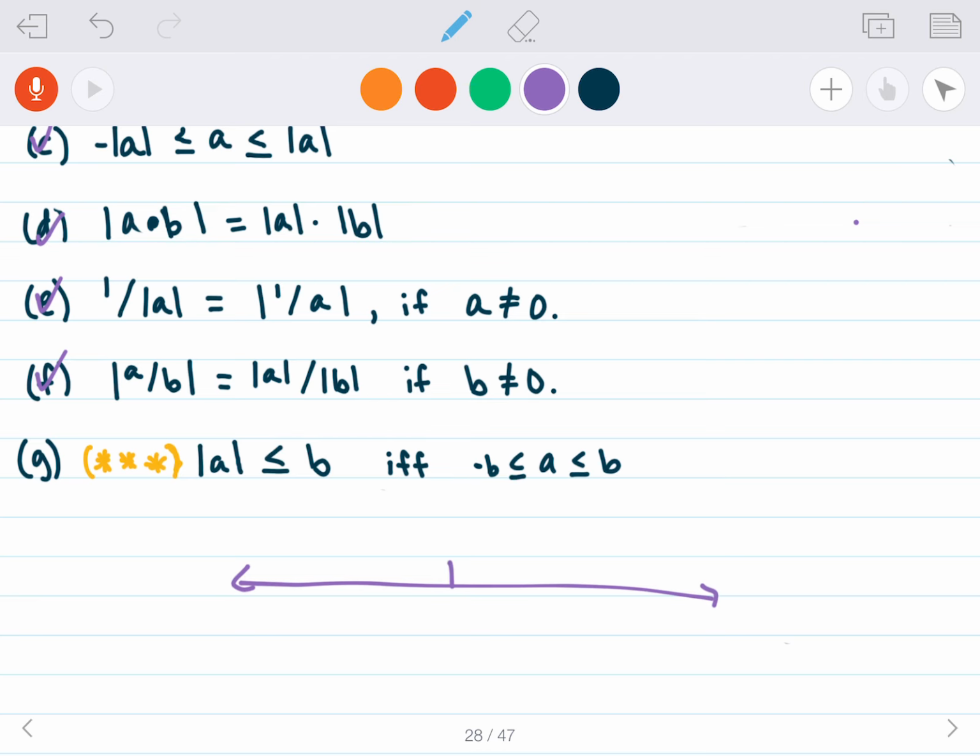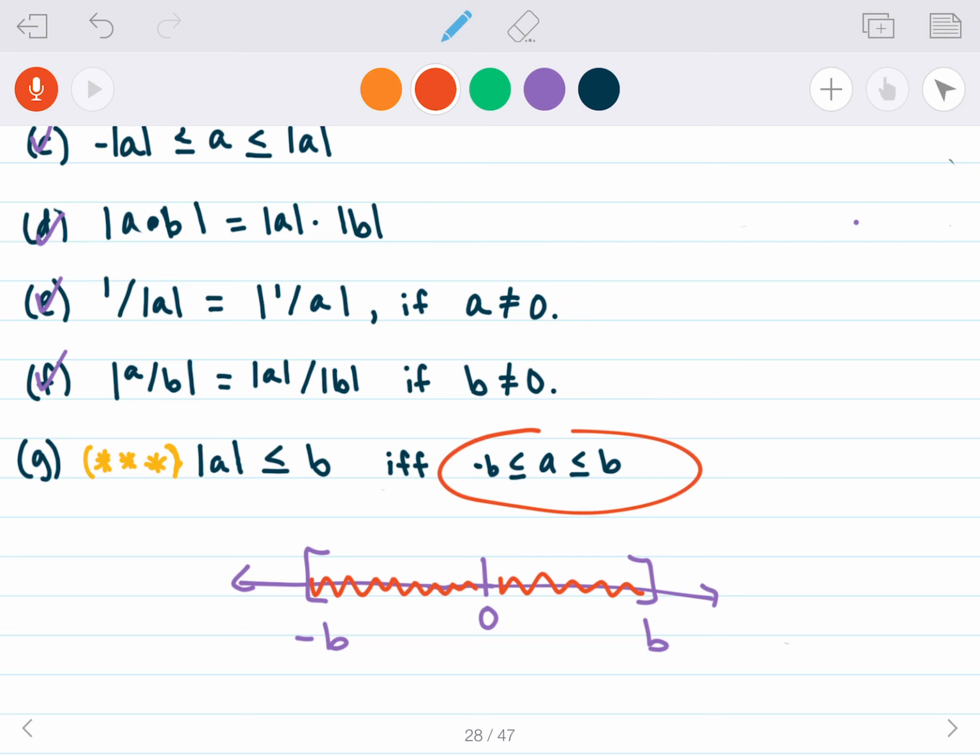So here's 0. Now here's negative B and here's B. Maybe I didn't draw it exactly equidistant, but forgive me. So if the distance from 0 to A is less than or equal to B, then A is going to live in this region, or A is going to live in this region. And that's all this is saying. A is between negative B and B. Okay, so this is a pretty useful one.